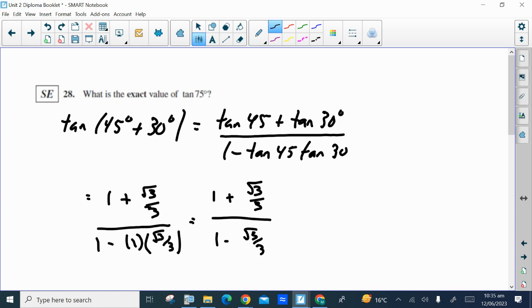We can't cancel anything because you can't cancel parts of binomials. But to simplify this, I would first start by multiplying all the terms by 3 because that'll get rid of my denominators in the numerator and denominator. The first term times 3 will be 3 plus, when I multiply the second term on top by 3, they cancel, and you're left with root 3. Same thing on the bottom. It'll be 3 minus root 3.